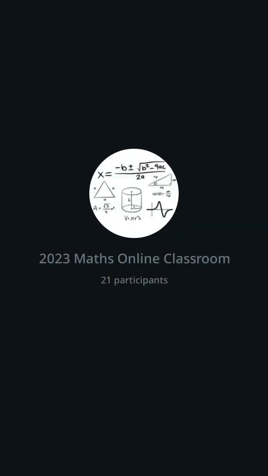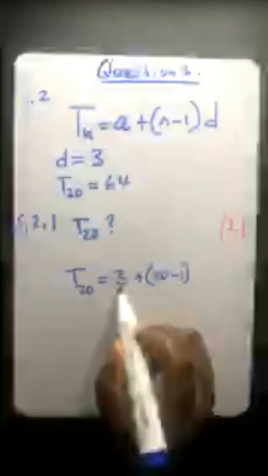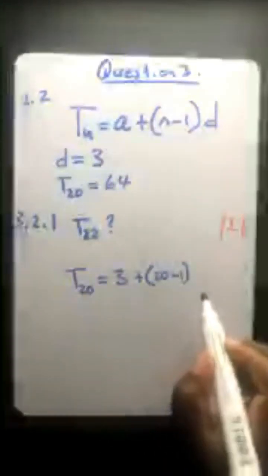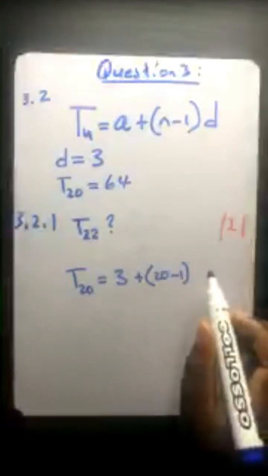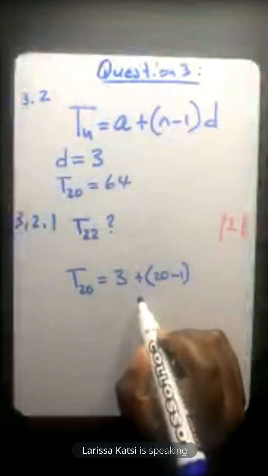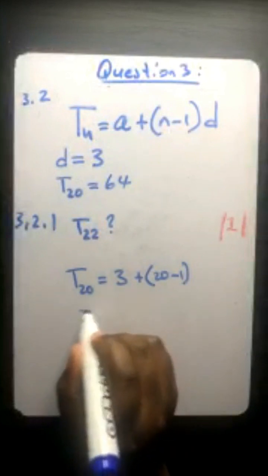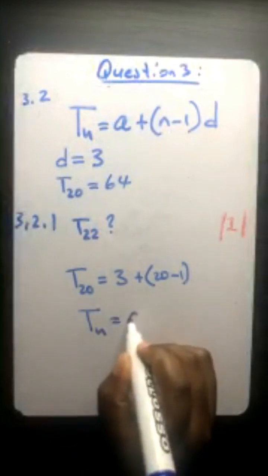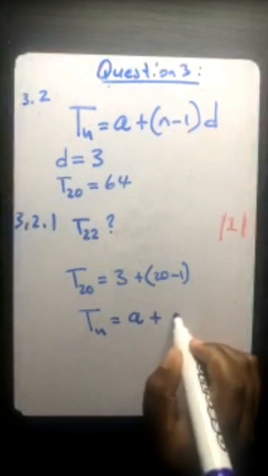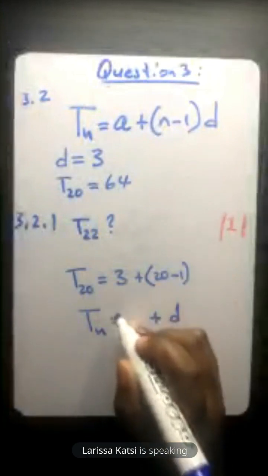But wait, Larissa, so you say T20 there is equal to, then what did you substitute there? A is my difference, so the difference is 3. The formula we were taught is nth term is equal to an plus b. Oh, wait, let me write it down. So Tn is equal to a. You're saying a plus d. No, so it's a times n plus b.